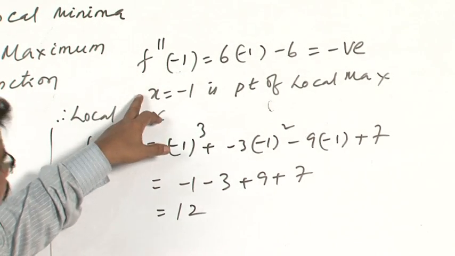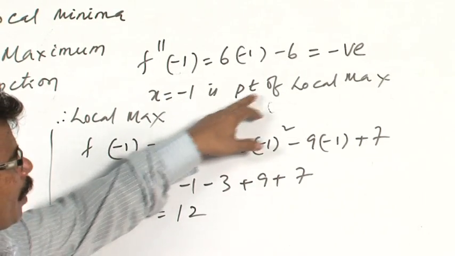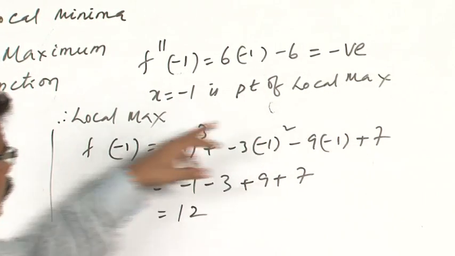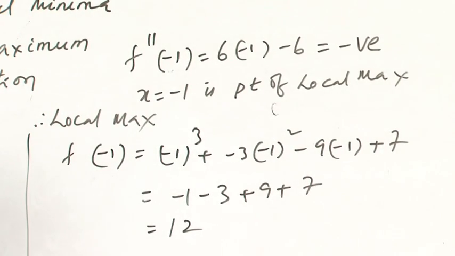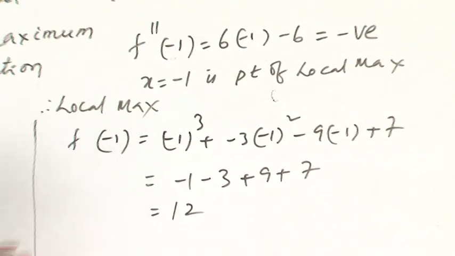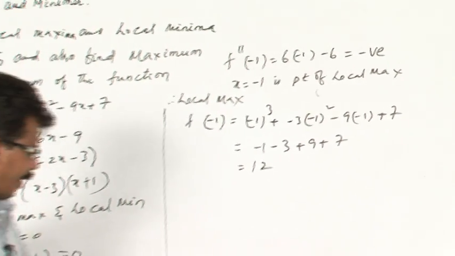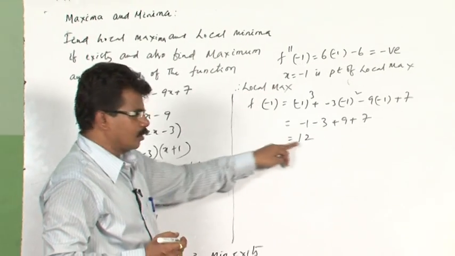So, therefore, at x is equal to minus 1 is a point of local maximum. So, local maximum is, substitute this x is equal to minus 1 in the given function, we get local maximum as 12. So, for this function, local minimum is minus 20, local maximum is 12.